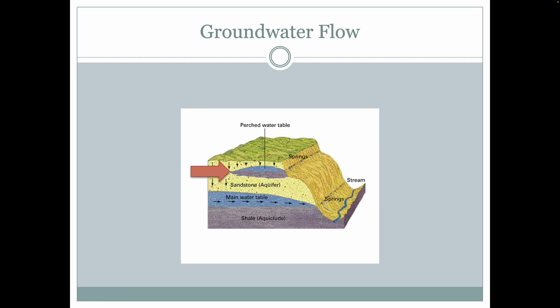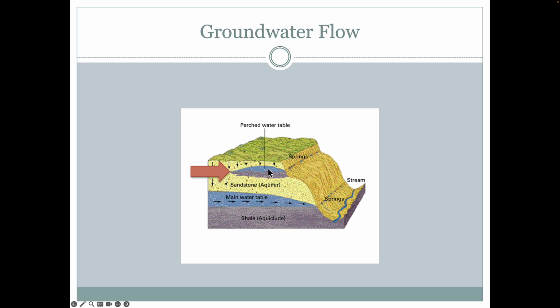So in this example here, we have the main water table down here, and then we have a perched water table here sitting on top of this impermeable layer. This is also an impermeable layer down here, right? It's called a shale. They call it an aquiclude. It's more often called an aquitard, but we can just refer to it as an impermeable layer.